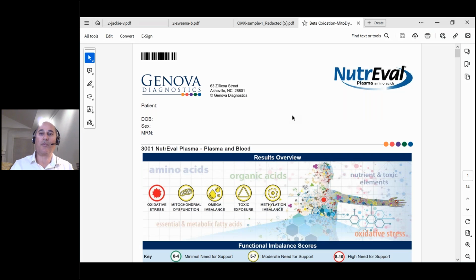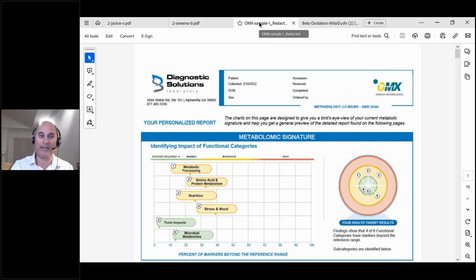All right. So we're going to look at two different tests. One is a NeuroVal from Genova Diagnostics, and the other is an Omics from Diagnostic Solutions. Very similar tests. They report many of the identical markers. They're a little bit different. You may have a favorite. I'm going to show them both so you can see them both. And I want to design a neurotransmitter-based program for each of these and talk about specific products and dosages and how you might go about all this.